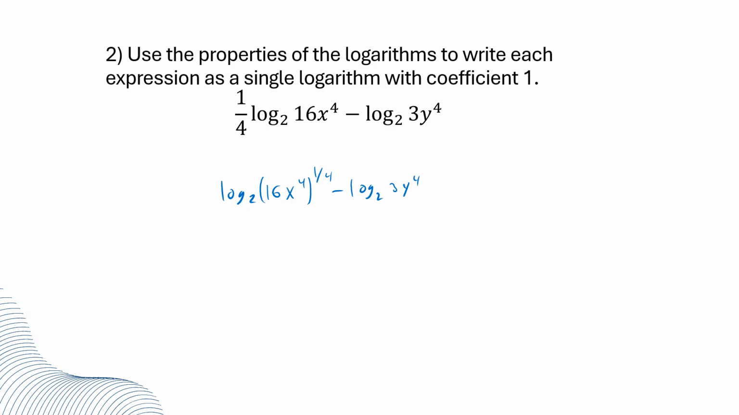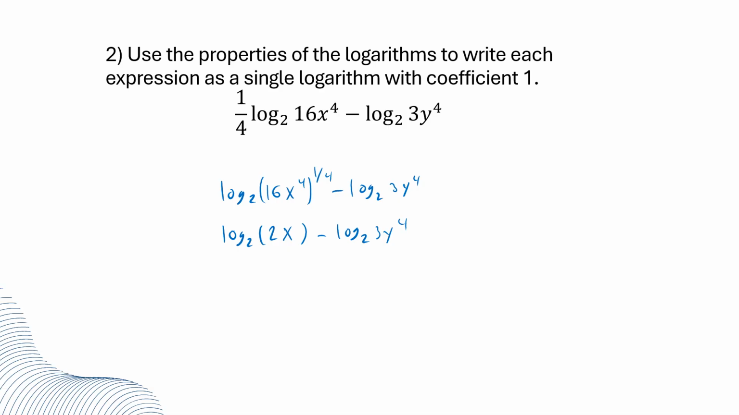Now, when we look at that first log, we see it's 16x to the 4th being raised to the 1/4 power. So we can actually apply that 1/4 power to the 16x to the 4th. Because if you apply 16 and raise it to a 1/4 power, that's like taking a 4th root of 16, which would actually be 2. So it'd be log base 2 of 2, and then x to the 4th raised to the 1/4 power just becomes x to the 4/4, which is just going to be x, minus log base 2 of 3y to the 4th.